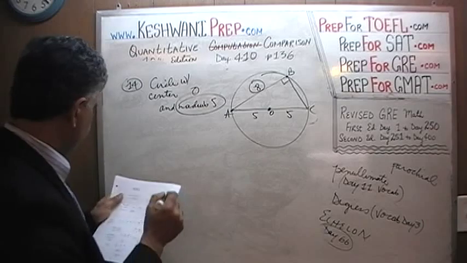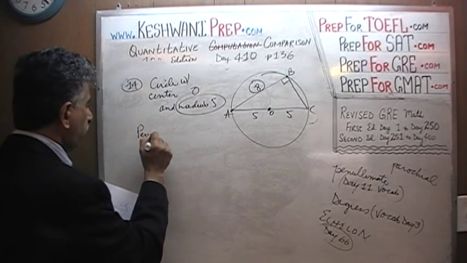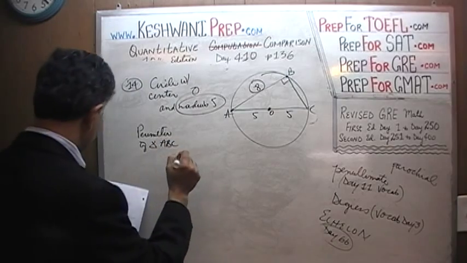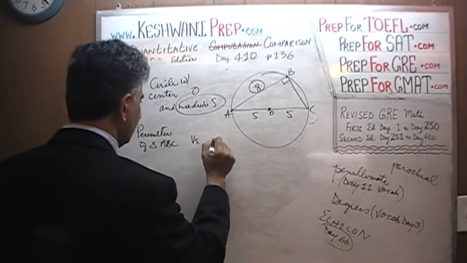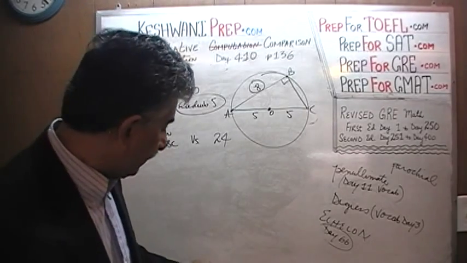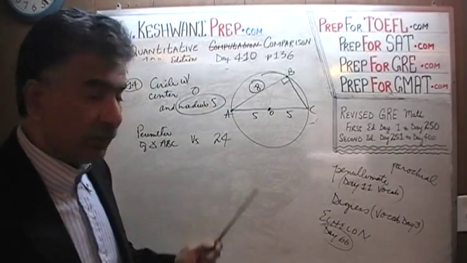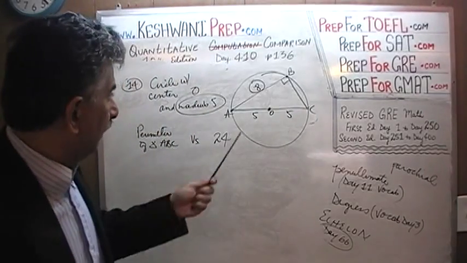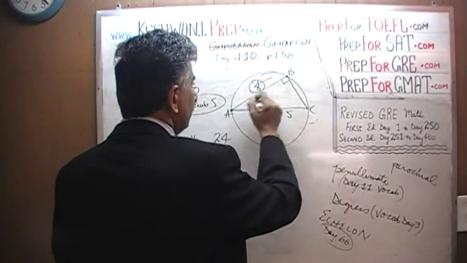And the question simply is, how does the perimeter of triangle ABC compare with 24? Is it more than 24? Is it less than 24? Is it equal to 24? Let's find out, shall we? Well, this side is given to us. This is A to B is 8, we are told.